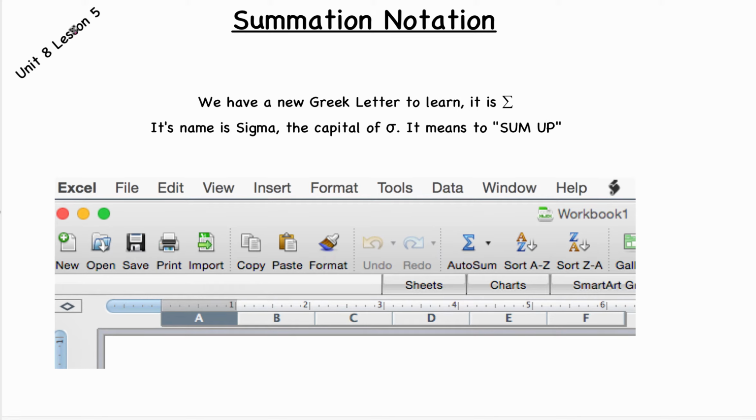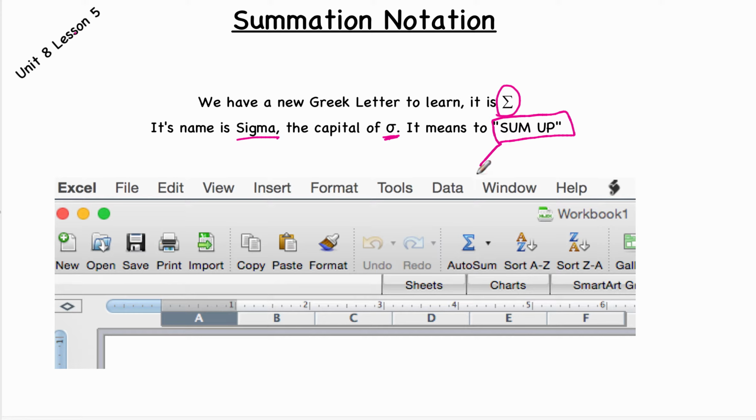All right, so the last thing we have in Unit 8 is Lesson 5. Again, it was a very short unit. We have a new symbol, and it's the Greek letter called sigma. It's the capital letter of that, which is also small sigma. But what you need to learn about this big sigma is it means to sum up.